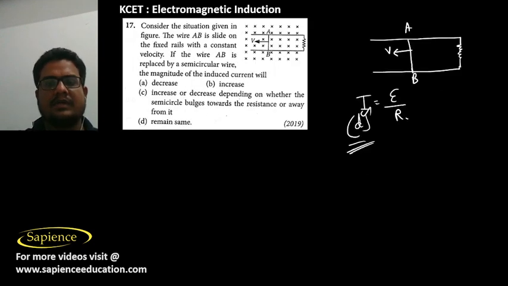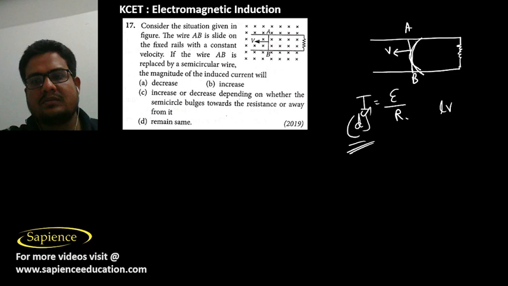So here, why will it remain the same? Even if it is a semicircular wire, the rate of change of the area will be equal to L into B, length into the velocity.